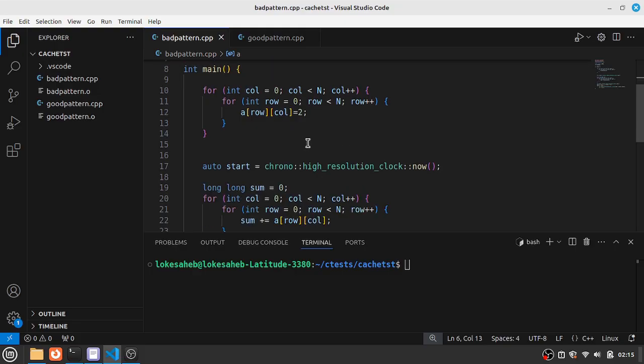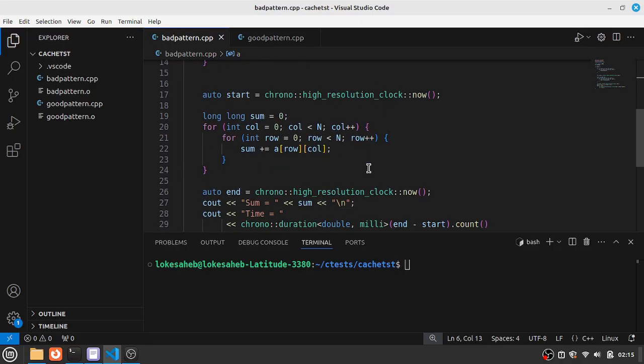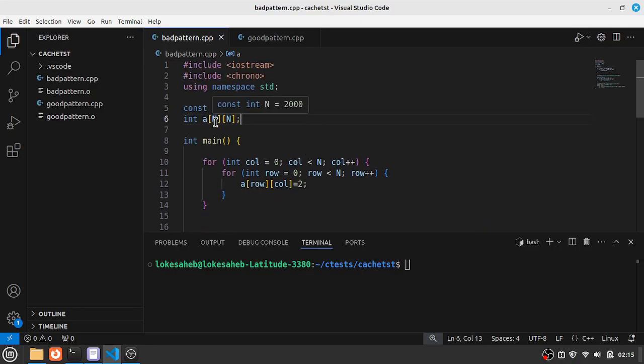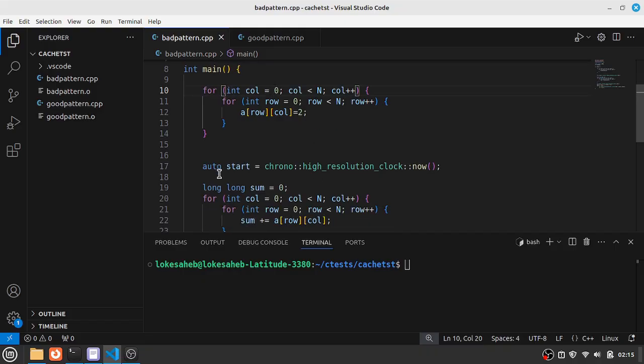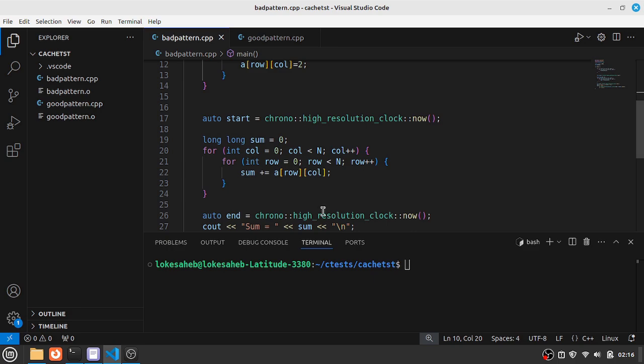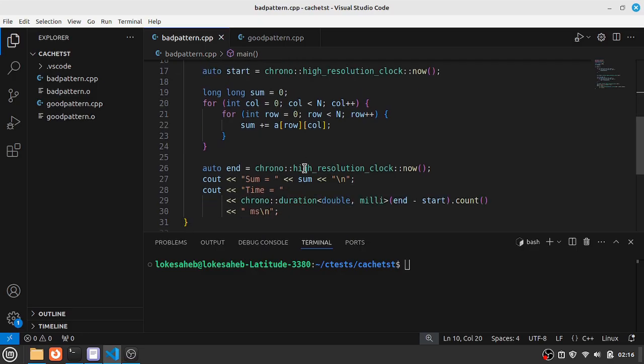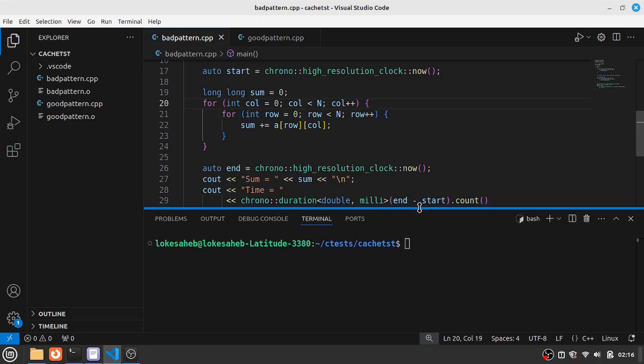Here I have written two identical programs. You have a matrix, a multi-dimensional array of 2000 by 2000 elements. I set a predefined value of 2, and after that I sum all the integers within the matrix. That should give me a good comparison of a good pattern and a bad pattern. So let's run these two programs side by side so you can see which performs better and which performs worse. First we will do the bad pattern.